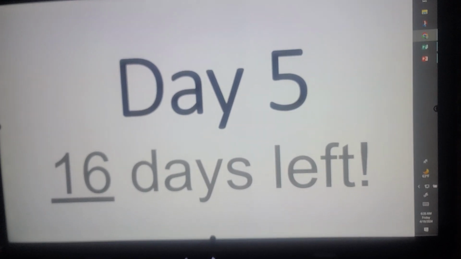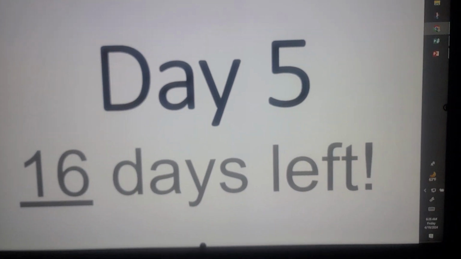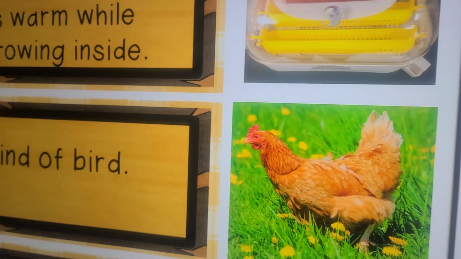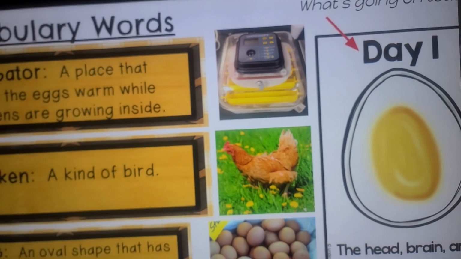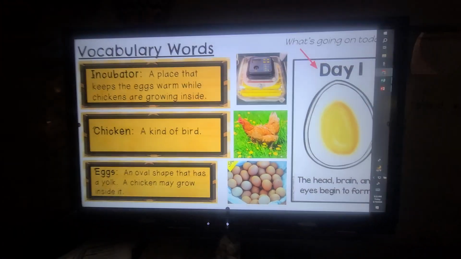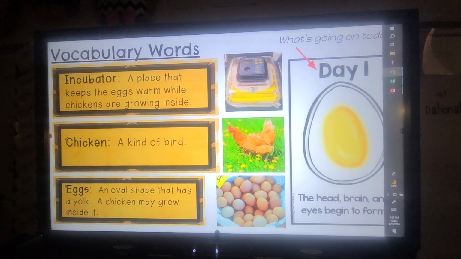It's Miss White. It is Friday, April the 19th. We are on day 5. We have 16 days left of our life cycle of a chicken unit. We're going to quickly review the vocabulary words and writing that we've done for the first 4 days.